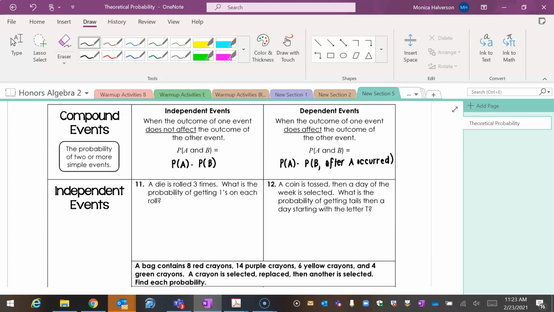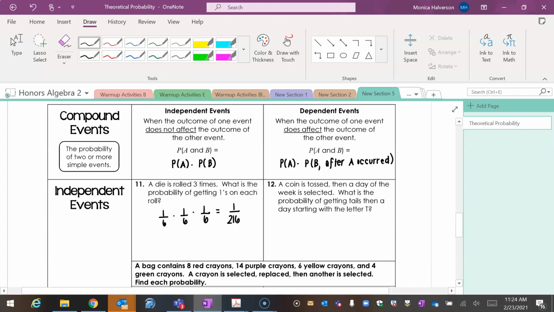It doesn't matter. So the probability of getting 1 on the first roll is 1/6. On the second roll is 1/6, and on the third roll is 1/6. So 1/216th is the probability.